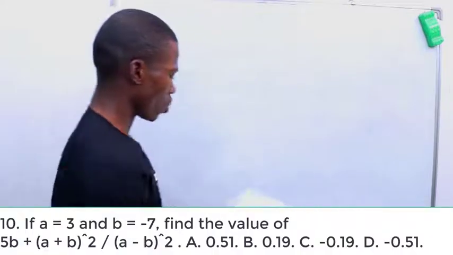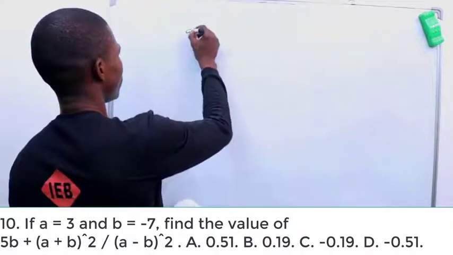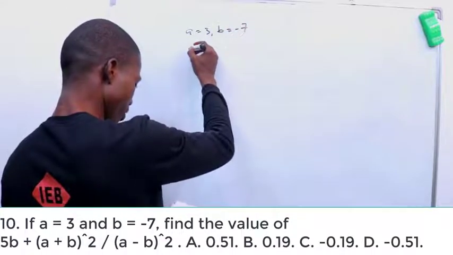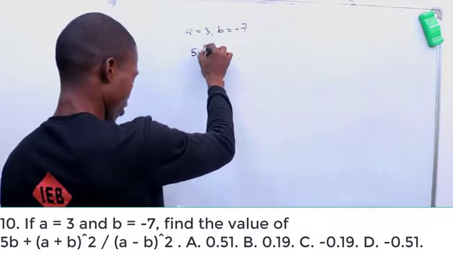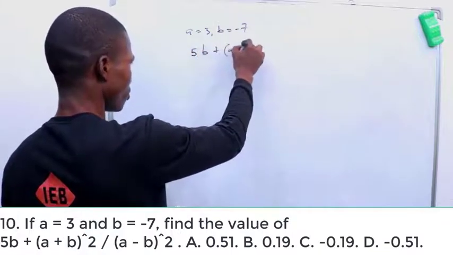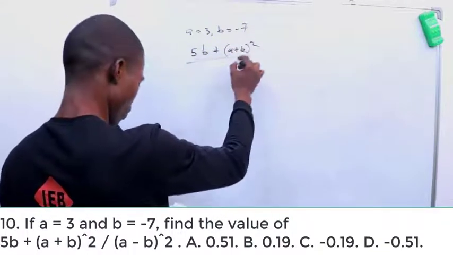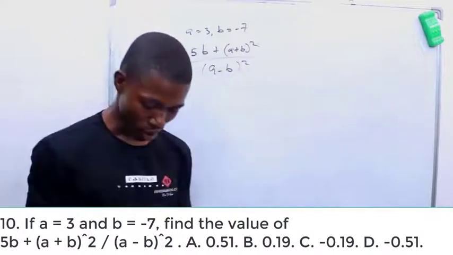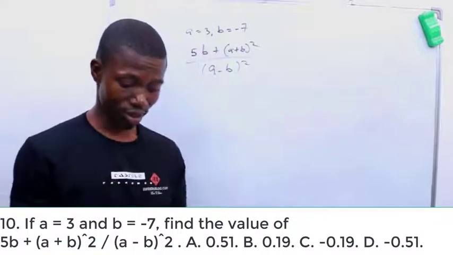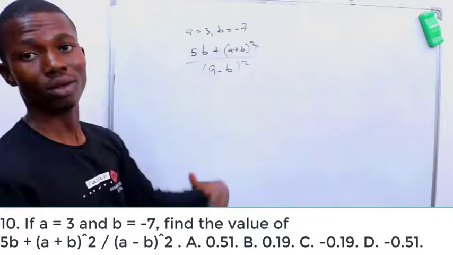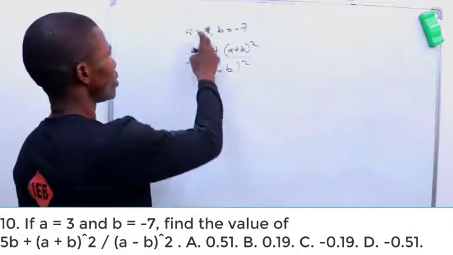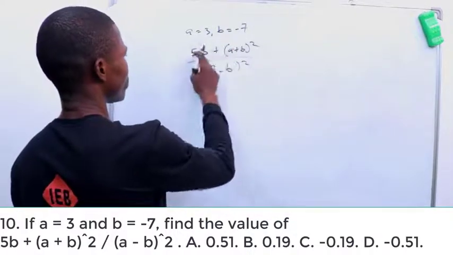Okay. Question number 10 says, if A is equal to 3 and B is equal to minus 7, evaluate or find the value of 5B plus A plus B squared all over A minus B squared. Okay, this is as simple as anything. All you have to do is put in your values and solve. You don't need to stress yourself. So A is 3, B is minus 7. So we start from here.